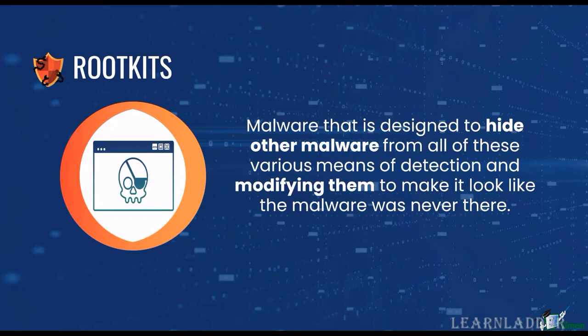A rootkit is malware that's designed to hide other malware. Your computer might have antiviruses and other endpoint security solutions designed to protect it. If you're browsing through the file system on your computer or looking at the programs running on it, you might notice that malware is running. A rootkit is designed to hide the malware from all these various means of detection by identifying request information and modifying it to make it look like the malware was never there.